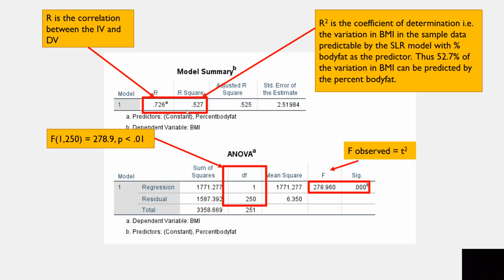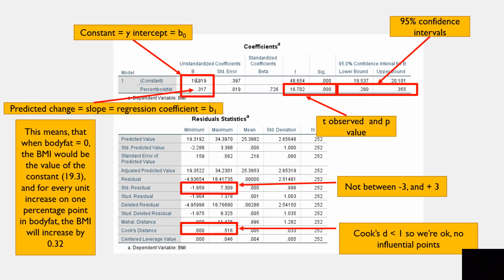And then we get our model summary, which tells us our R and our R square, which is the coefficient of determination, which tells us 52.7% of the variation in BMI can be predicted by the percent body fat. Here is our F statistic. We have a significant prediction. And then we get to the coefficients. This is our y-intercept. This is our slope. We check our standardized residuals. We have a little problem here, but we'll just keep going. And then our Cook's is less than 1.